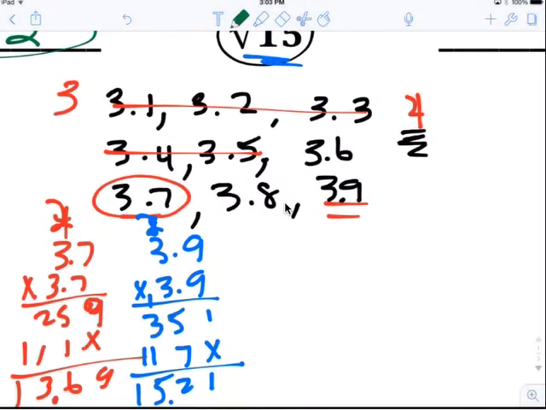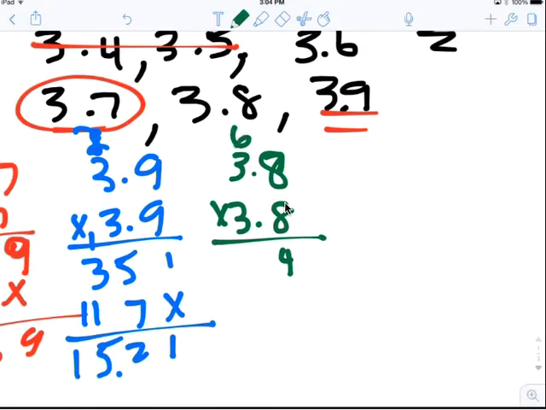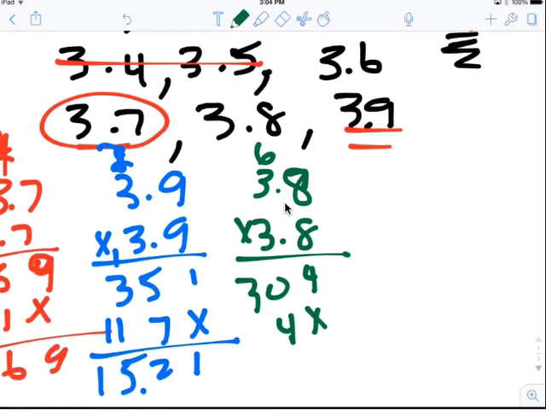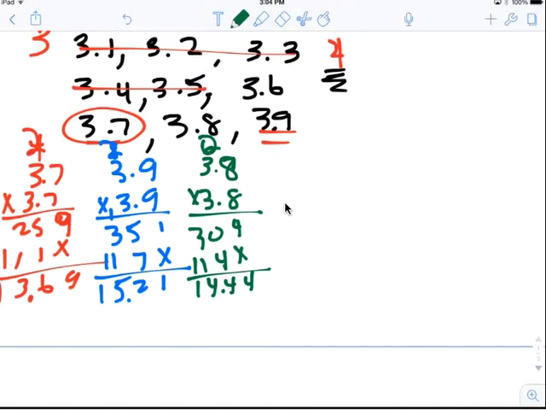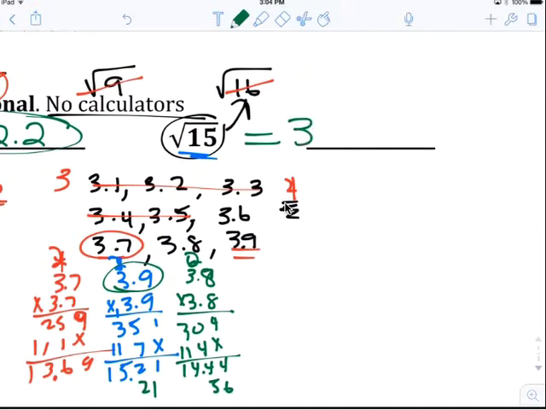I need to try all of them. This is over, so we want to see how close 3.8 is. Carry 6, 30. That's 14.44. Oh no, this one's closer. This is like 56 away, right? This is only 21 away. So the answer is 3.9. Square root of 15 is 3.9.